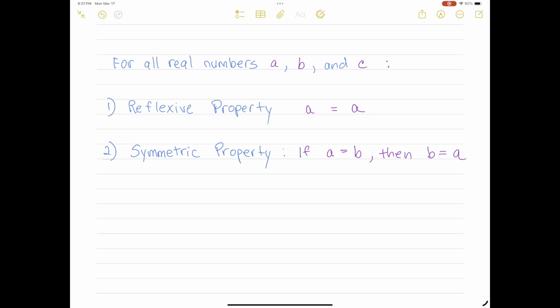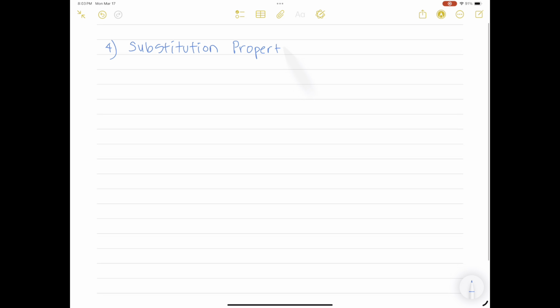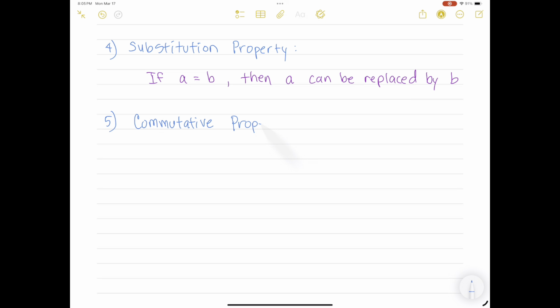Number 3, transitive property. If A equals B and B equals C, then A equals C. Number 4, substitution property. If A equals B, then A can be replaced by B. Number 5, commutative property. A plus B equals B plus A, and A times B equals B times A.